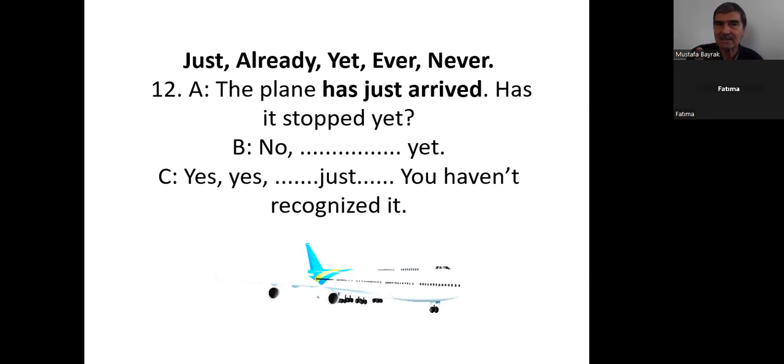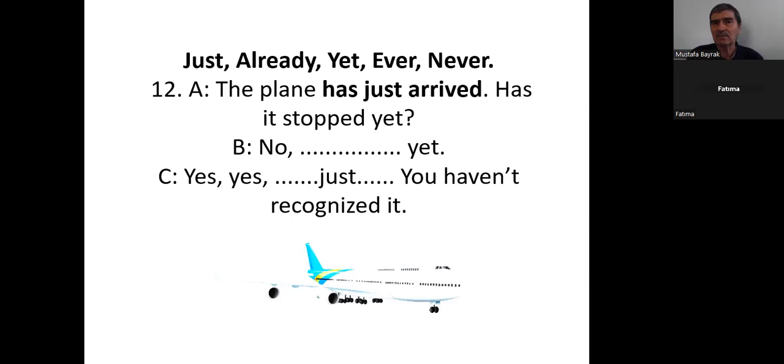We have just studied dialogue 11 already, but we have already studied dialogue 1 and 2. What about yet? The next dialogue is 13. So we haven't, negative sentence. We haven't studied dialogue 13 yet. At the end of the sentence, we haven't studied dialogue 13 yet.